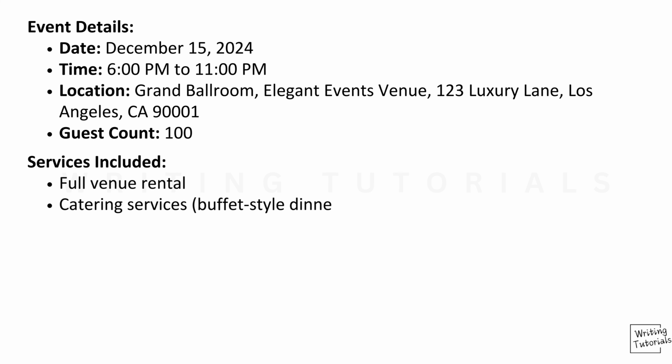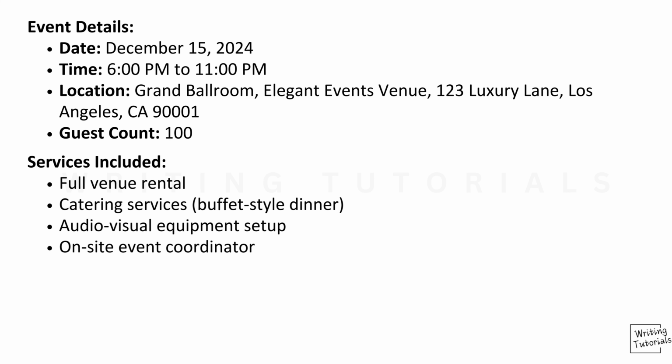Services section, additional details. Here's the next part of the letter. Services included: full venue rental, catering services, buffet-style dinner, audio-visual equipment setup, on-site event coordinator. This section outlines what's included in the booking. Listing services like this not only provides clarity, but also gives the recipient confidence that everything they requested is accounted for. If you're confirming a service or agreement, always include a breakdown of what's being provided. This eliminates confusion and sets clear expectations for both parties.